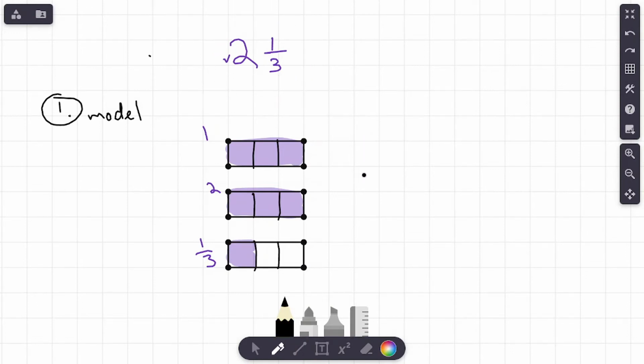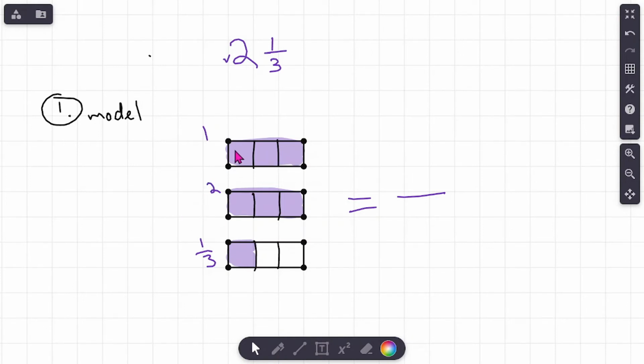So you've drawn your model. Now we need to write this as a fraction, particularly an improper fraction, which means that the numerator needs to be bigger than our denominator. So let's take a look at this. This is what I want you to do. I want you to count the number of colored in thirds that we have. How many colored in thirds? How many do we shade in?